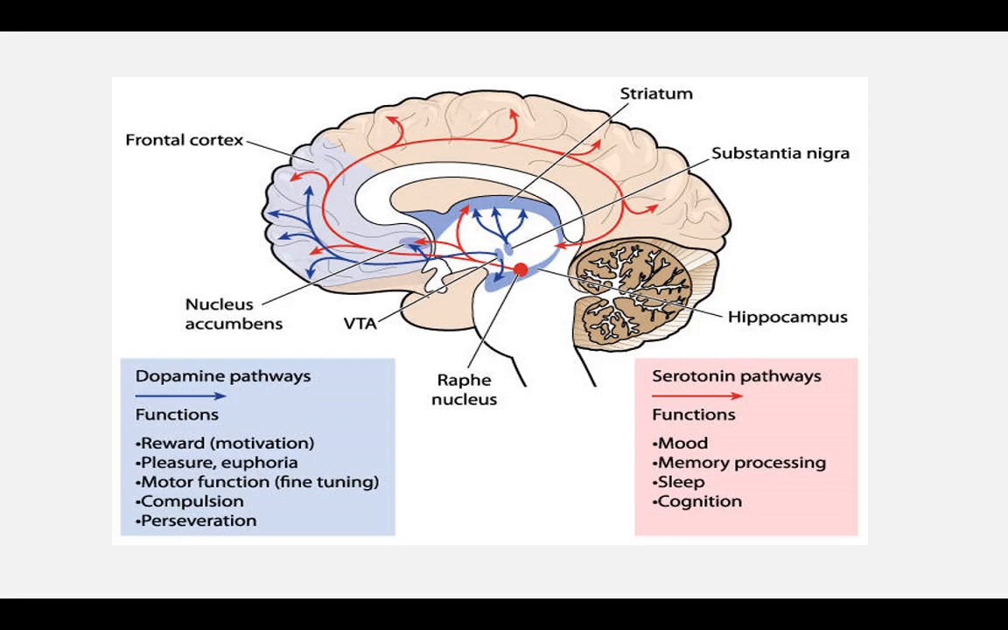Now the main functions of serotonin, I told you, have a lot to do with mood. Later on when we study F30, in the subsequent classes after we have seen F20, you will understand as we will be discussing the serotonin pathway. So the main functions are mood, memory processing, sleep and cognition. But in schizophrenia, these two abnormalities do produce the clinical features or symptoms of schizophrenia.